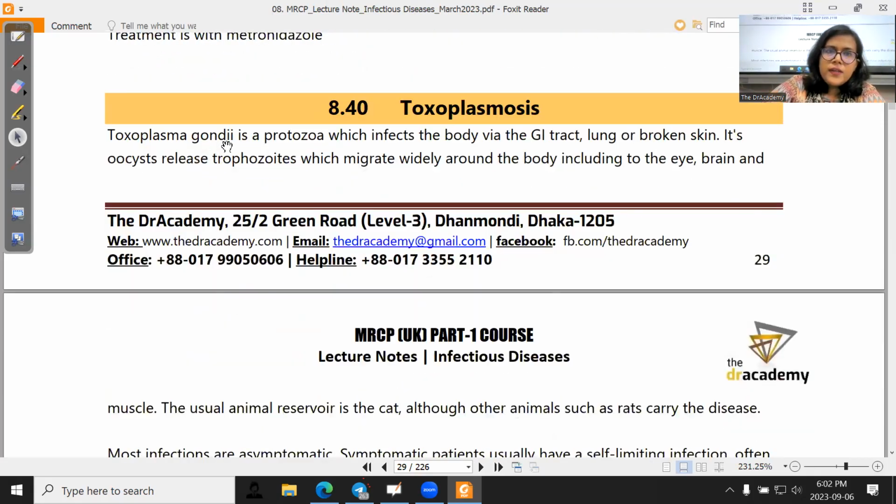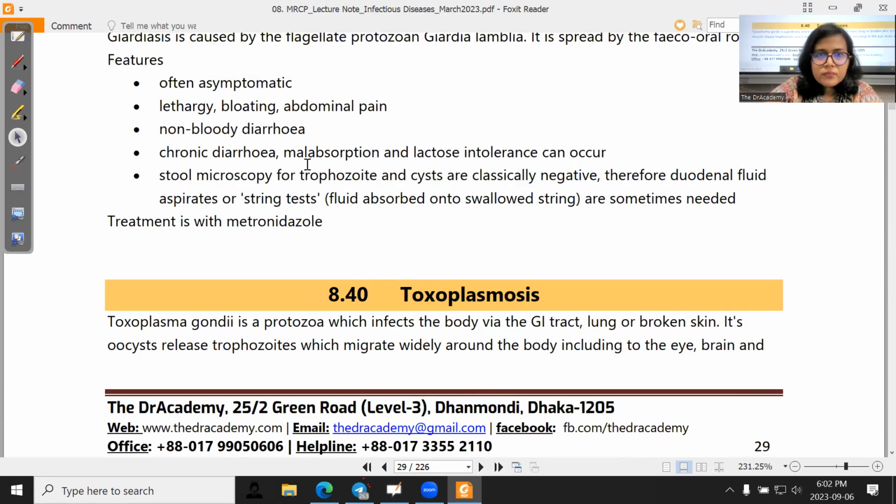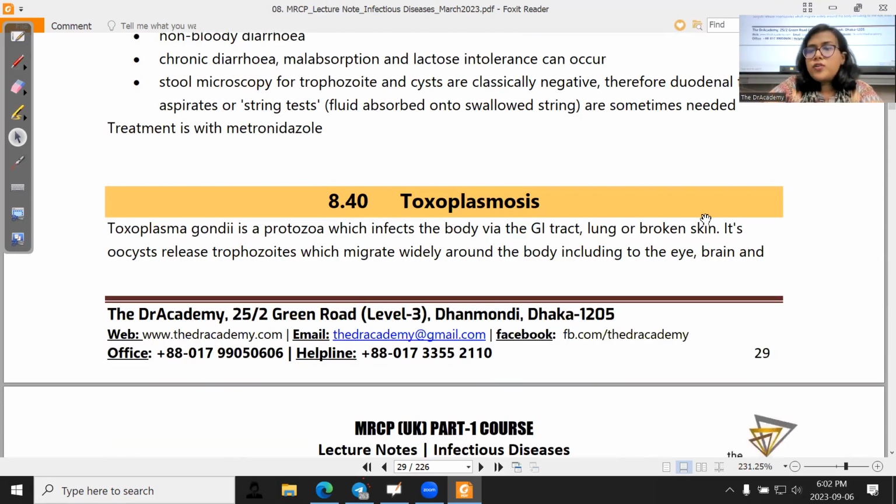Okay, treatment is with metronidazole. This is an anaerobic organism, that's why. Anaerobic infection, protozoa, important treatment is metronidazole. Toxoplasmosis, this is a protozoal infection caused by Toxoplasma gondii. Where is it mostly present? It's present in cat feces.